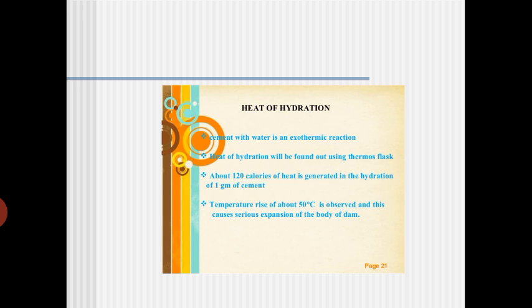In that instrument, it will give the direct reading on the graph itself. With reference to that graph, we can find out exactly how much contamination is there in the cement. That is why everyone should do the heat of hydration test if you want to check the purity of the cement. I already said that it is an exothermic reaction, where heat is released. This heat of hydration is found out using a thermoflask.